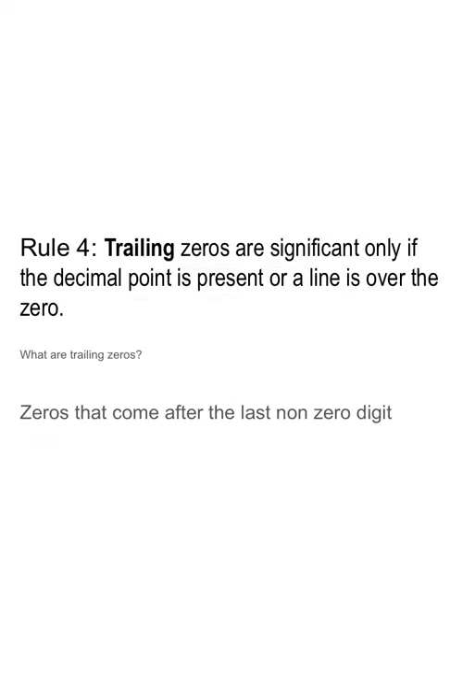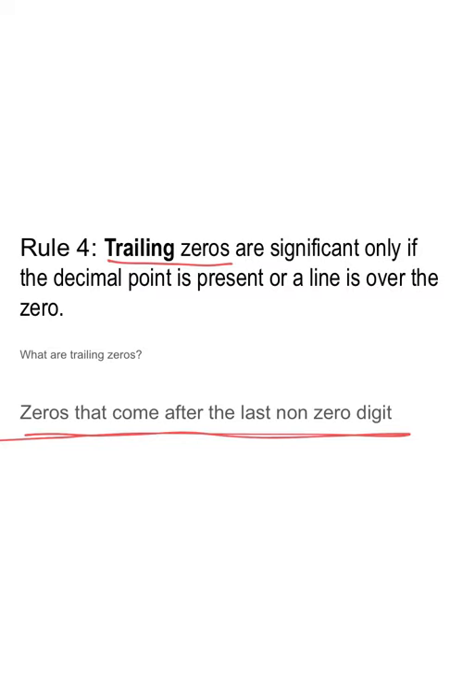Now we're on to our next rule. I apologize. Let's say you're in that race and you're trailing behind. Okay, the same idea here is when you're trailing behind in a race, you're towards the end. Trailing zeros are going to be after the last non-zero digit. Okay, so trailing zeros come after the last non-zero digit, and these are significant in some different situations.